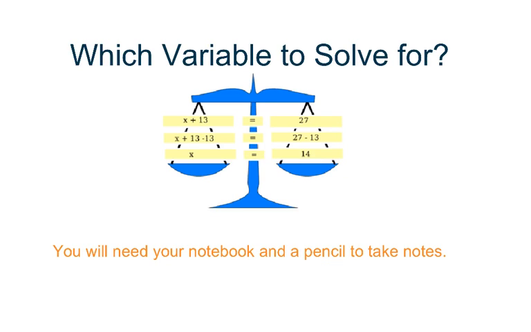In this video, we're going to be looking at which variable to solve for. You're going to be given 4 different problems, and I'm going to work through each of them. In each problem, I'm going to either solve for one variable or the other, or maybe even both. You're going to need your notebook and a pencil in order to take notes.